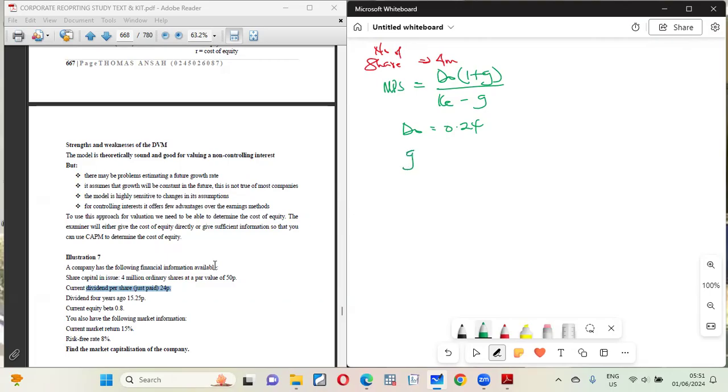For g, with the information we've been given, we can only apply the dividend growth model. So we have the dividend 4 years ago. We said it will be 0.24 over the dividend 4 years ago, which is 15.25 pesos, raised to the power 1 over n. We have this year's dividend and the dividend 4 years ago, so n will be what?